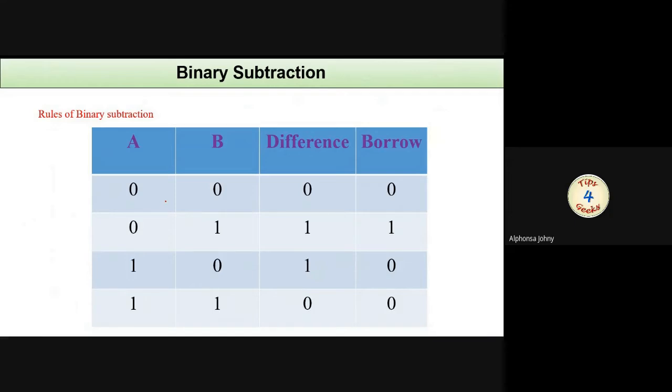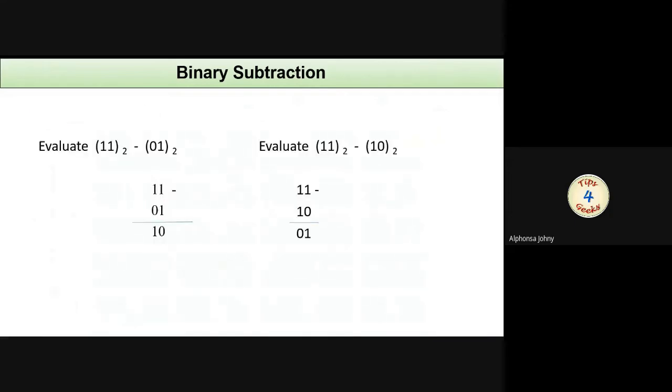Next, we will see some basic examples. Evaluate 11 to the base 2 minus 01 to the base 2. So we can write it just like this, 11 minus 01. So next we need to perform the subtraction operation using the basic rules. What is 1 minus 1? 1 minus 1 equal to 0. Then next bit 1 and 0. 1 minus 0, the answer is 1. So the result is 11 to the base 2 minus 01 to the base 2 equal to 10 to the base 2.